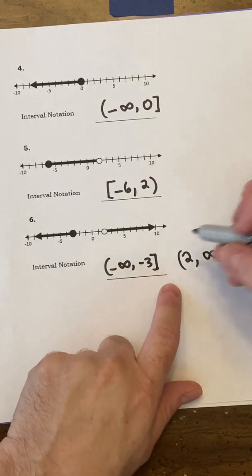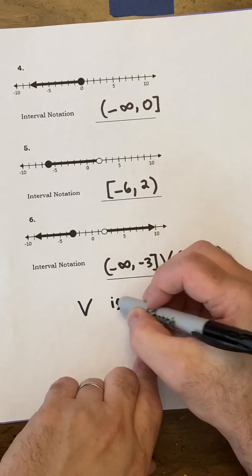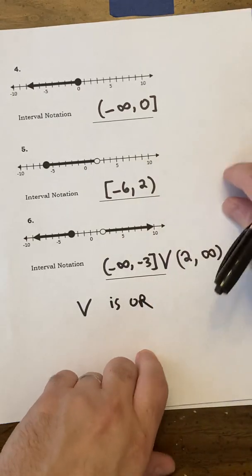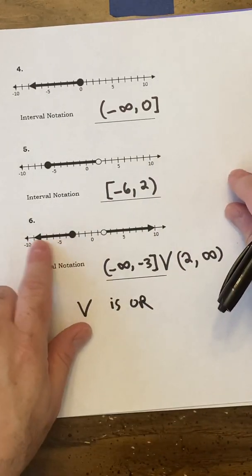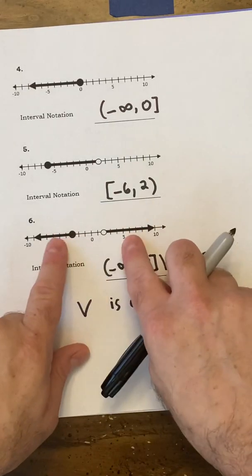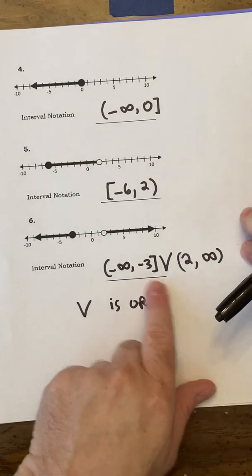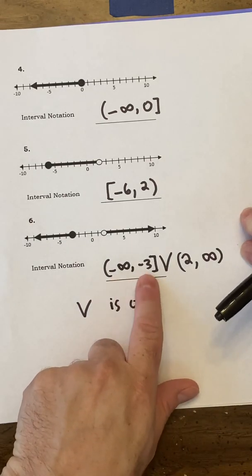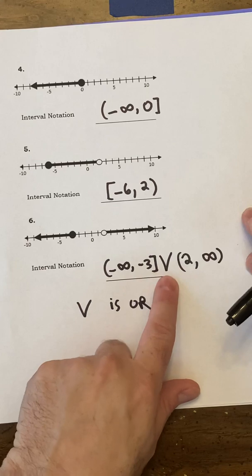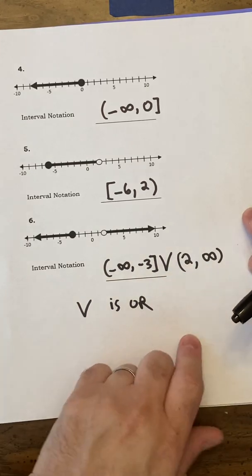And how do we connect these? We're going to use the OR symbol. V is the OR symbol. So we include all the values down here or all the values up here. This is the symbol that we use when we have them disconnected like this. So it's this range from -infinity to -3, including -3, or from 2, not including 2, but from 2 all the way to positive infinity.